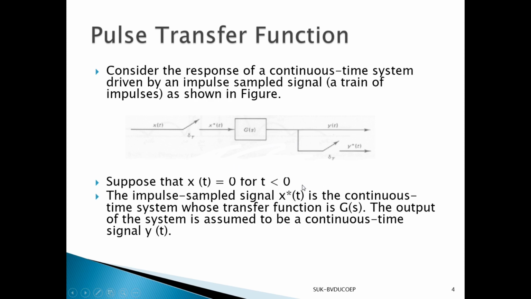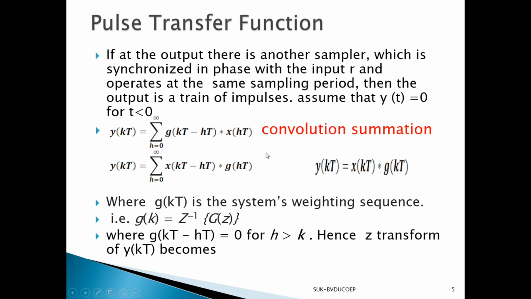So x(t) equal to 0 for t less than 0, and the impulse signal, the sampled signal, goes to a continuous time system whose transfer function is G(s), and the output is y(t). If the output has another sampler which is synchronized in phase with the input and operates at the same sampling period, then the output is also a train of impulses and it is written as follows. Now here you have to understand, because generally we write Y(s) equal to G(s) into R(s), and if R(s) is an impulse, then Y(s) is equal to G(s).